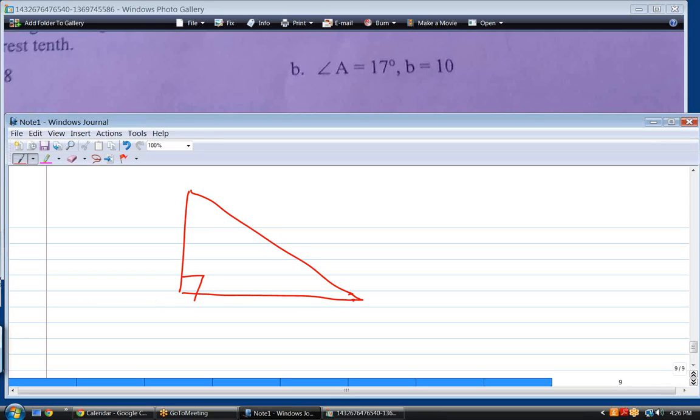Here they say angle A is 17, which leads me to believe that we misread the previous one. In other words, obviously, angle A isn't the right angle, so we probably don't have the right answer on the previous problem. So you might want to redo the previous problem, starting with A at the top. But angle A is 17. Side B is 10. What's angle B?